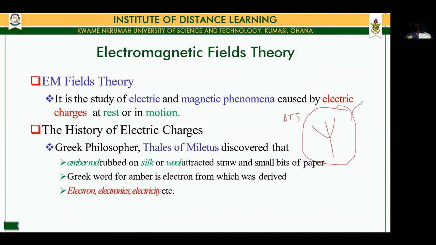If you go out of that field, let's say you're driving and you go out of that field, then you go out of the coverage area of the BTS. You go out of the field of the BTS, and then you can no longer receive signals. So the region around the BTS where signals can be received, or where the field can be felt, is what we call the field. And therefore, the study of electric and magnetic phenomena within a given region of space is called electromagnetic field theory.